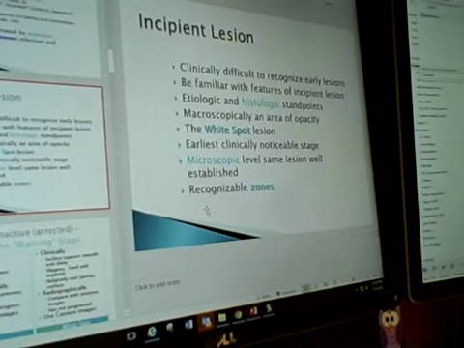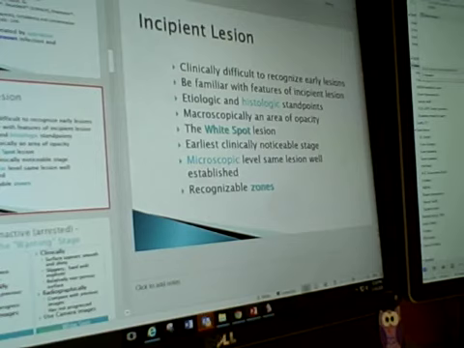For the incipient lesion, it's difficult to look at these early lesions or to find these early lesions. So we want to know what we're looking at. We want to work with our dentist to make sure that we're on the same page as far as what an incipient lesion is. We want to find out what the patient is doing that is causing these incipient lesions.